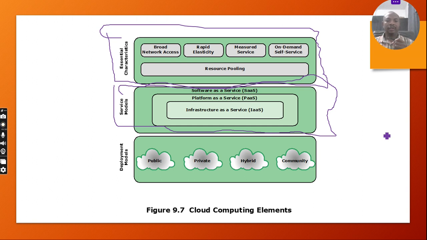Then the last segment is the deployment model. The deployment model is made up of public, private, hybrid, and community. We're going to describe each of these as we go further. We're going to define each segment of these cloud computing elements. So all of these are called the cloud computing elements. They are made up of three segments: the essential characteristics, the service model, and the deployment model.